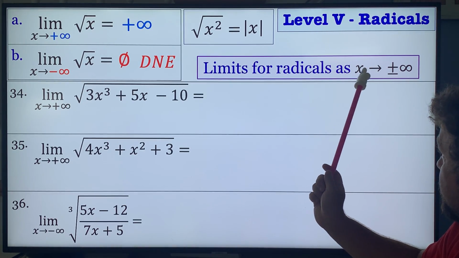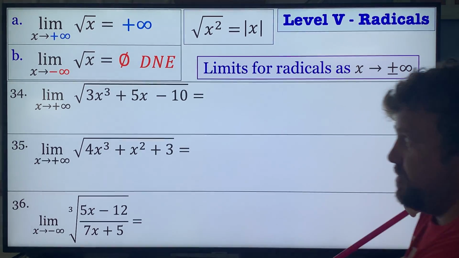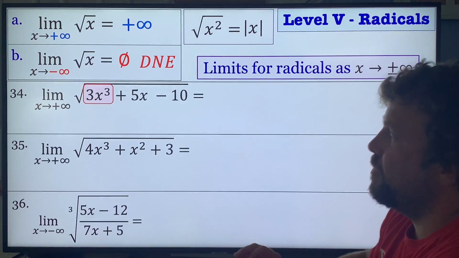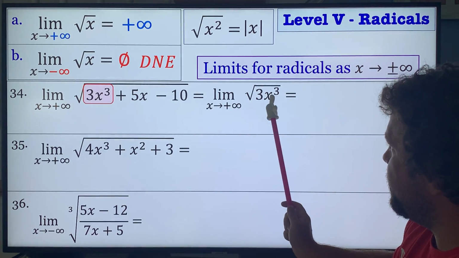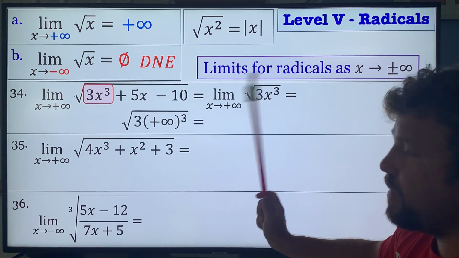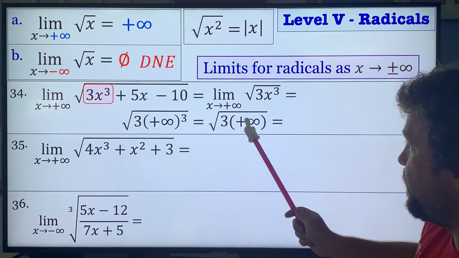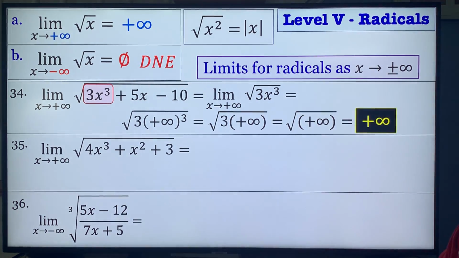Limits for radicals as x approaches positive, negative infinity. Pick the highest degree term still. 3x cubed. Square root of 3x cubed. Now we're going to plug this infinity in here. 3. What's infinity to the third power? Infinity. What's 3 times infinity? Infinity. What's the square root of infinity? Infinity. All right? That's not too tricky. Once we start messing with the symbols, that's not tricky. All right?